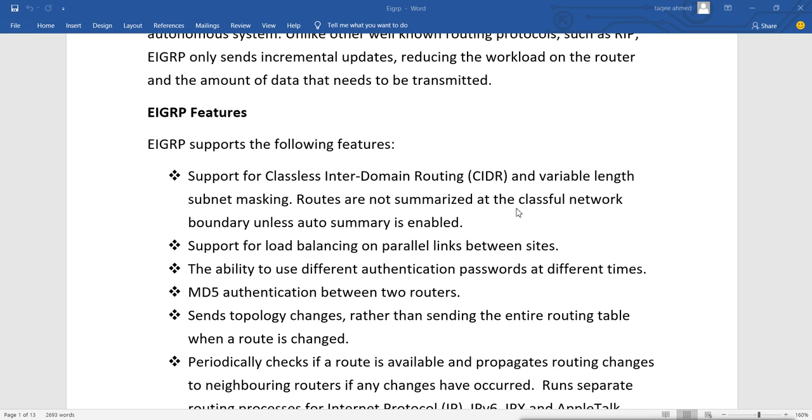It supports classful networks also. And if you have auto summary enabled, then it will try to do auto summary. But if you have different networks, then auto summary will not work. You have to calculate it and configure the summarization.